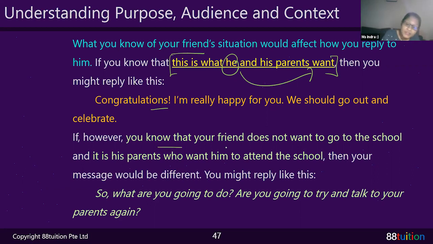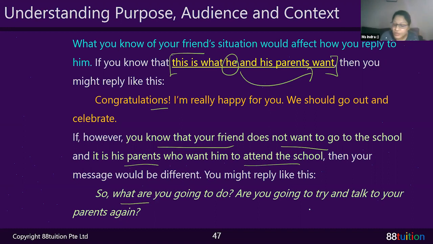Okay, but if you know that your friend doesn't want to go to the school, your friend is feeling quite bad about his results, he thinks that he did terribly, even though he got like 5 A1s and 1 B3 or something, weirdo. And his parents want him to attend the school, right? You want to phrase your writing a bit differently.